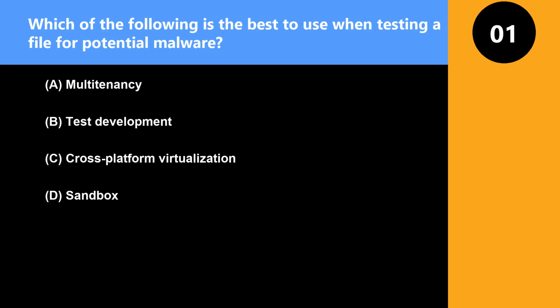Question 1. Which of the following is the best to use when testing a file for potential malware? Option A. Multi-tenancy. Option B. Test development. Option C. Cross-platform virtualization. Option D. Sandbox. The correct answer is option D, Sandbox.